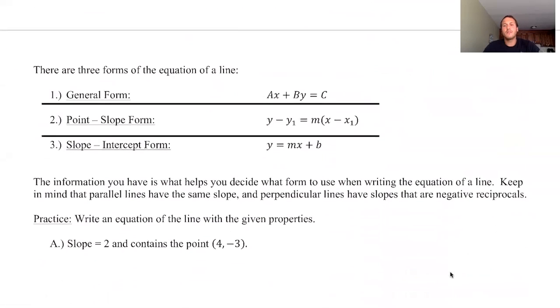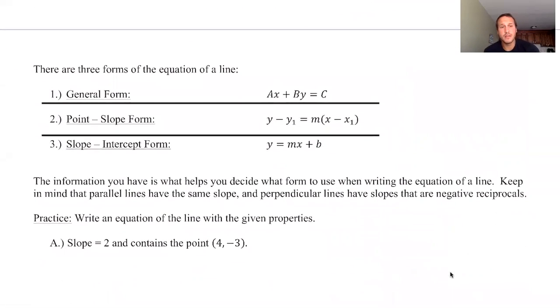We've got 3 different forms. Now, 2 of these you've definitely done before. I don't know if general form has ever been named for you, but general form is just ax plus by is equal to c. Point slope form is something that you've done before. It's y minus y1 equals m times x minus x1, where m is the value of your slope. y1 and x1 are the value of the coordinates that were given to you.